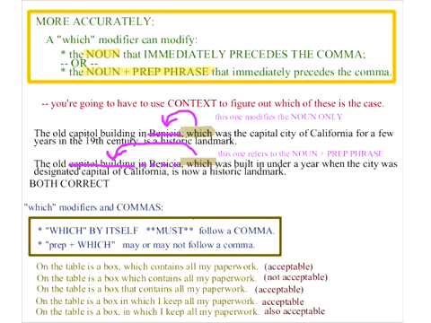Okay, but if you have in which, these are both acceptable. Which by itself, not so much. Smiley face if you understand this. Any questions, go ahead and type. Otherwise, we will move on.